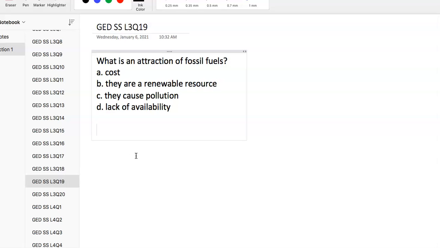Okay, and then what is an attraction of fossil fuels, right? Fossil fuels are not renewable. They do cause pollution, but in many cases, they are still cheaper, right, than the renewable resources.